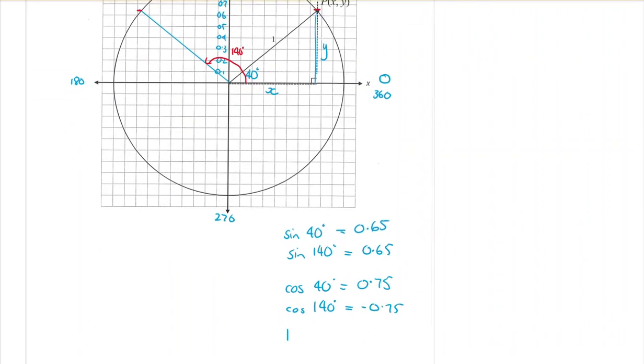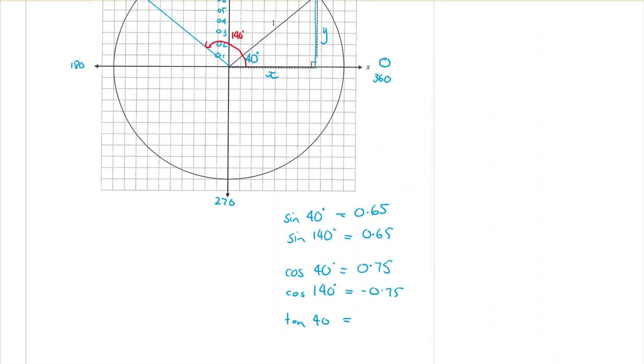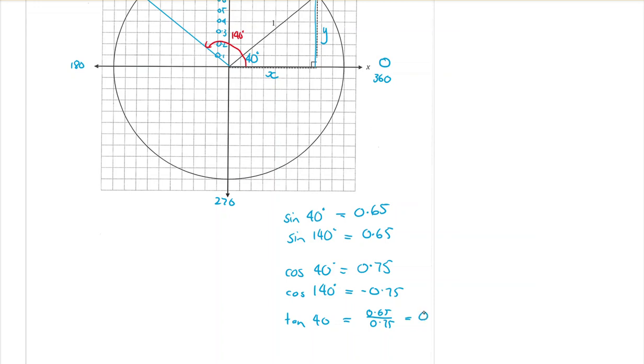And what about tan? Tan of 40. Now, one of the cool things about tan is it's actually sine divided by cos. Tan is opposite over adjacent. So opposite is the y and the adjacent is the x. If the y was 0.65 and the x is 0.75, that comes out to be approximately 0.65 divided by 0.75, 0.87. Thank goodness for calculators, right?